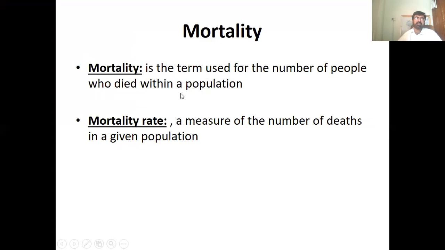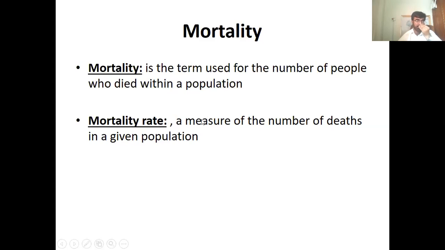For example, if there is a specific community of 5,000 or 10,000 people, and people die at a rate per month, per week, per year, usually it is counted as per year. Like in 2020, how many people died in that particular community? So that is the mortality rate out of the total population. Mortality rate is a measure of the number of deaths in a given population. So we measure it through rate.